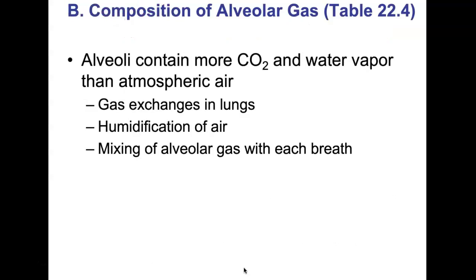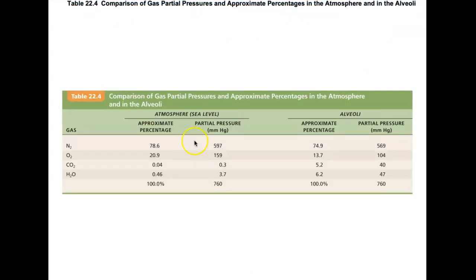We see from this table that nitrogen makes up roughly about 79% of air, and the partial pressure of nitrogen is 78.6%. So when you multiply that times the atmospheric pressure, which is 760 millimeters of mercury, you end up with a partial pressure of nitrogen being 597 millimeters of mercury.